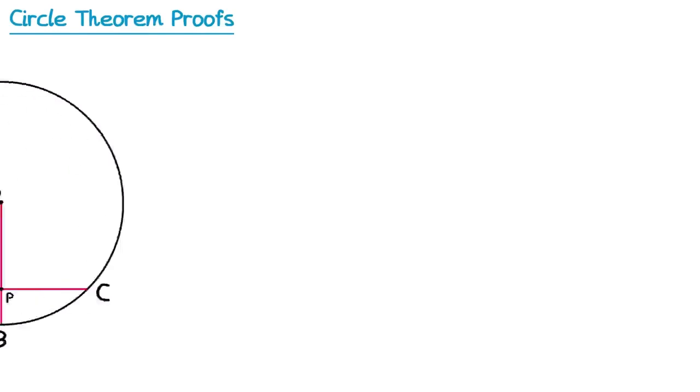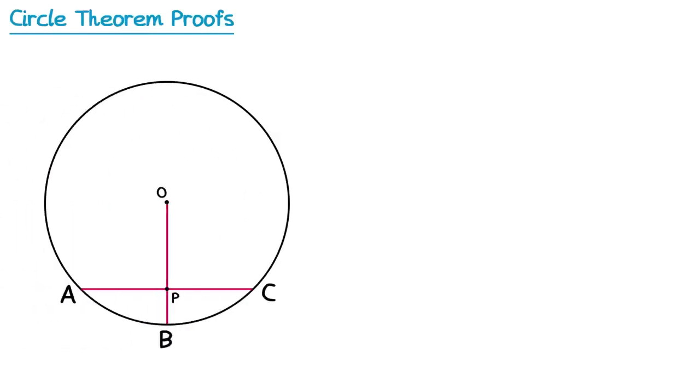And now on to the final proof. This time we're going to prove that the radius bisects a chord at 90 degrees.